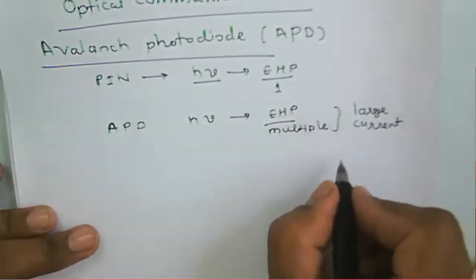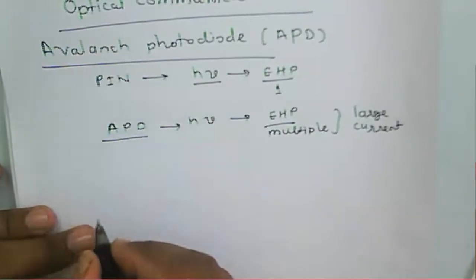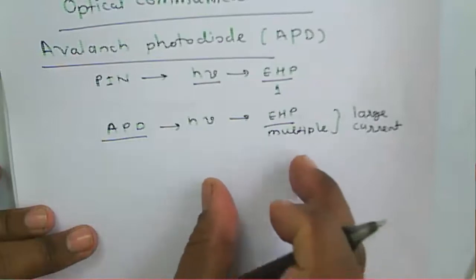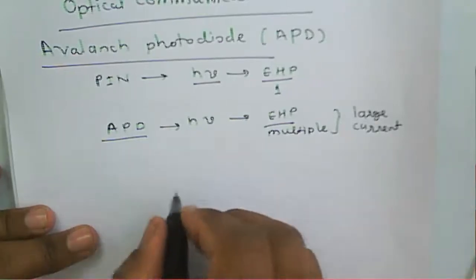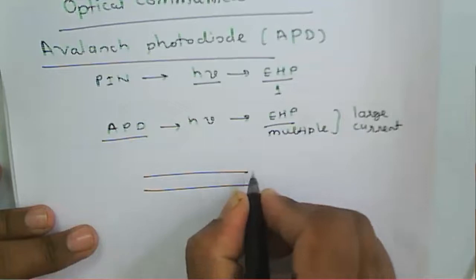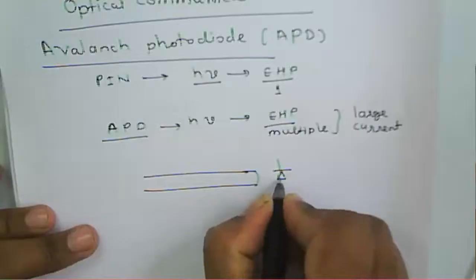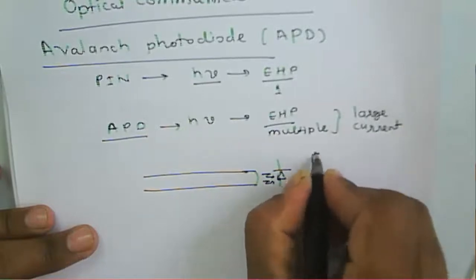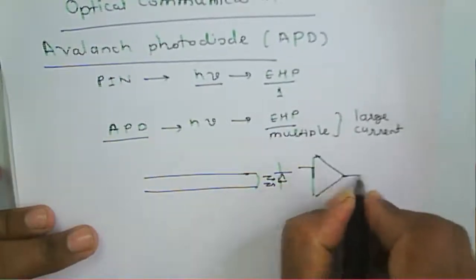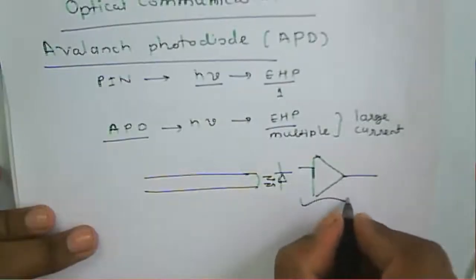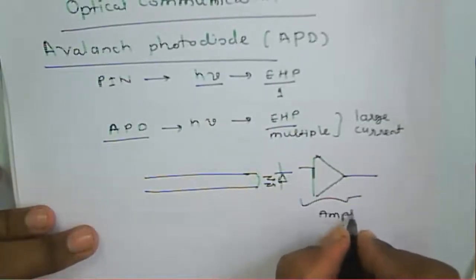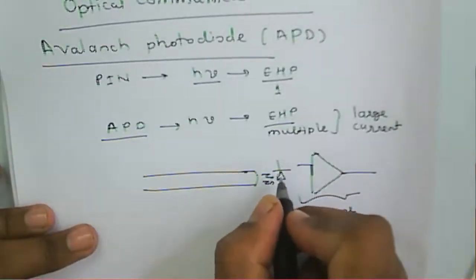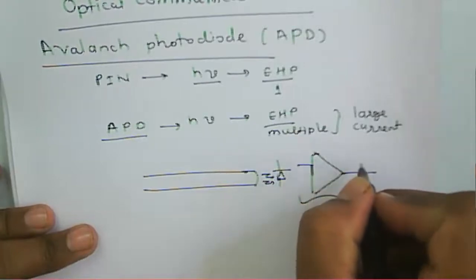And because of this large current produced by the avalanche photodiode, after the detector we require an amplification circuit. Generally, we have the fiber, then we have the detector, and after that detector, we require an amplifying circuit. Whichever circuit we are using as the amplifier, the detected current will be amplified.